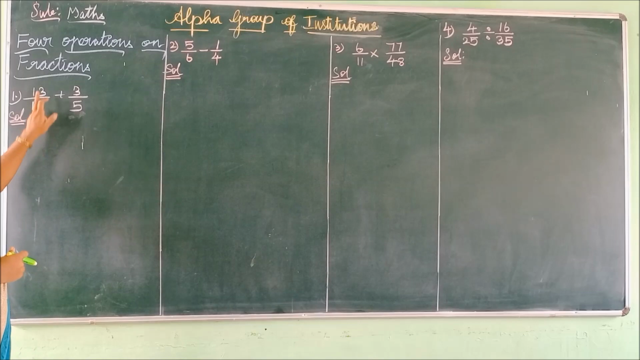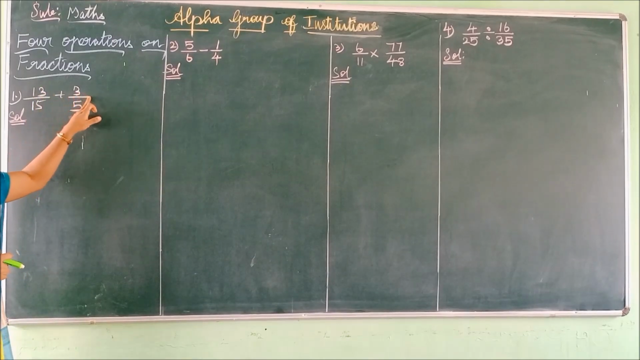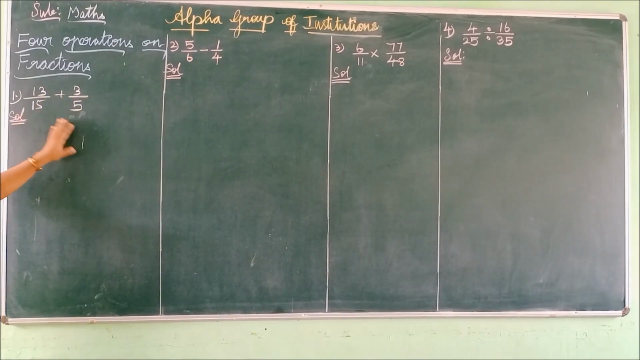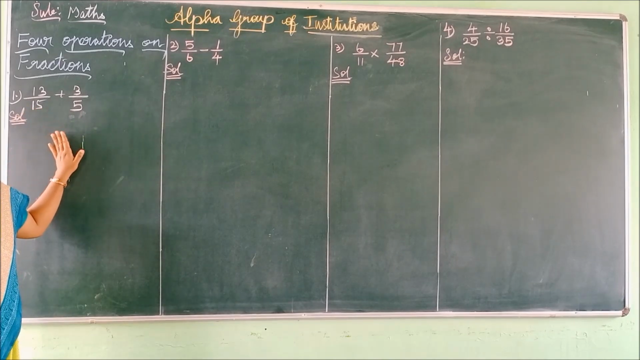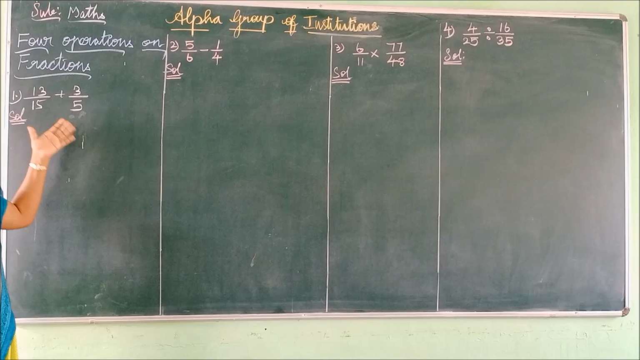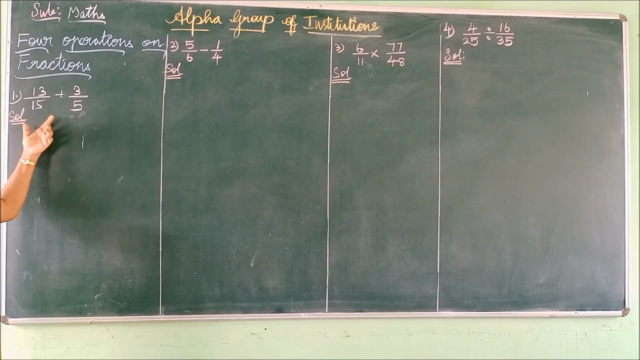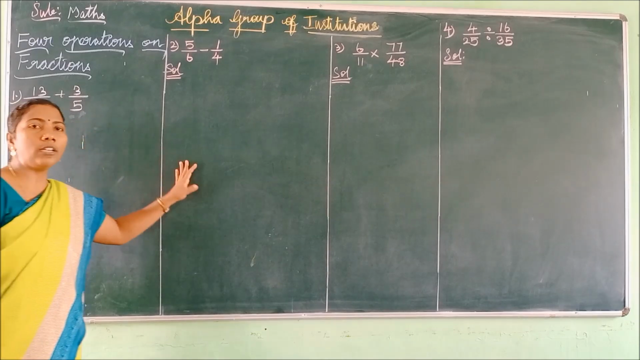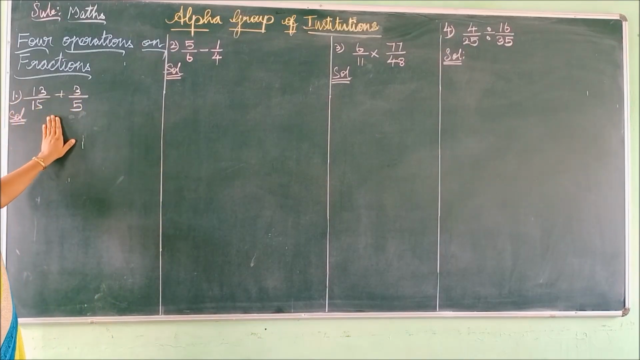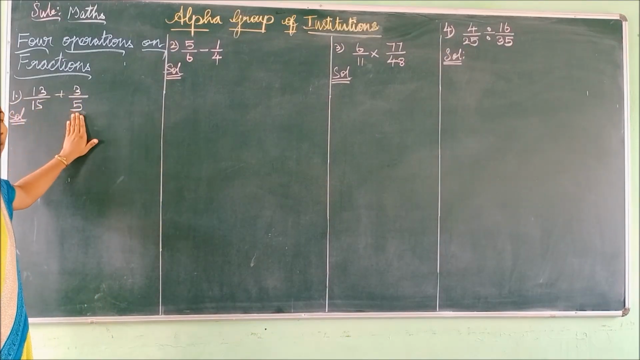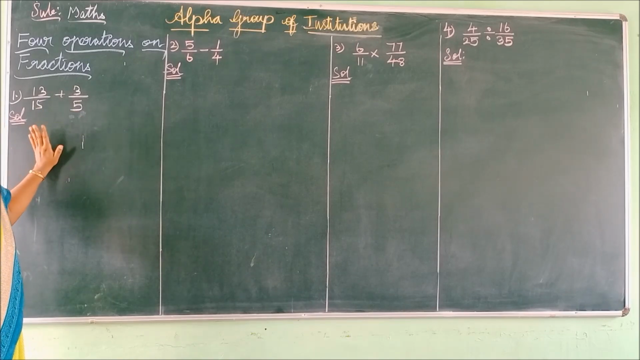Next we are going to see four operations on fractions. See the first one. 13 by 15 plus 3 by 5. See here children, observe the denominators, they are different. We can add or subtract only like fractions. Here we have unlike fractions. What is meant by like fractions? The denominators should be the same, but here we have different denominators. So in order to add these two fractions, we have to convert them into like fractions.